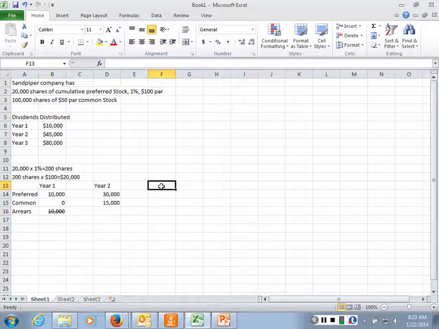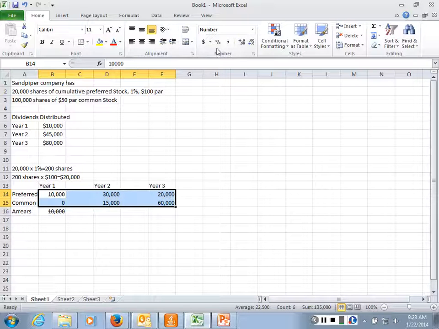All right, year three, it says we have $80,000. Well, my preferred stockholders are supposed to get $20,000 every year, so I'm going to give them that. And then here's where the common actually gets a little more. So they're going to get $60,000 worth of dividends. And these are all dollar amounts.